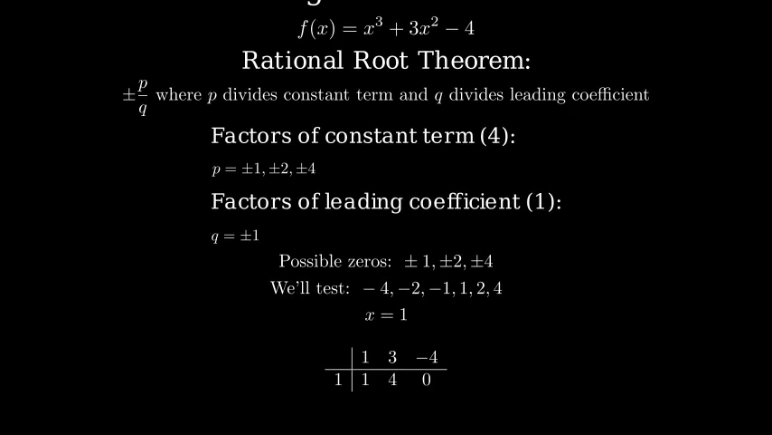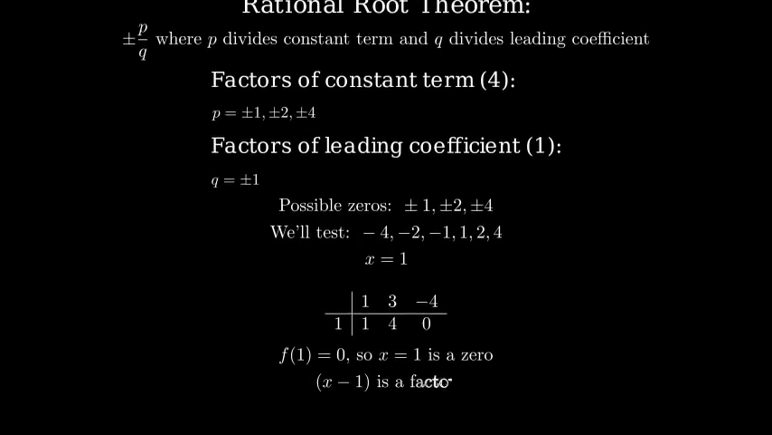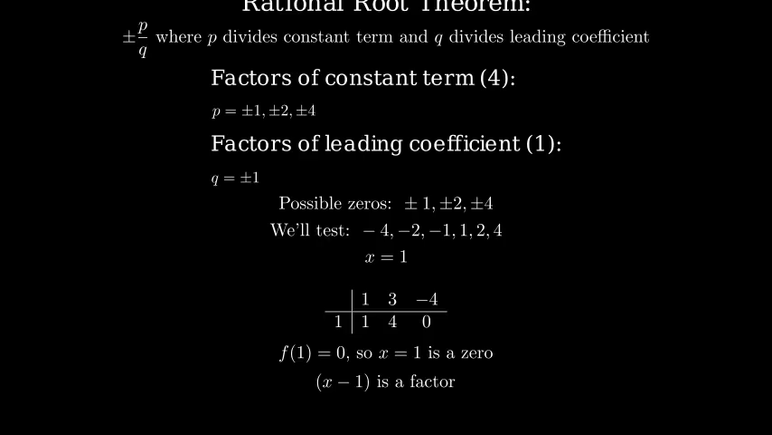Remember, in synthetic division, we bring down the first coefficient, multiply by our test value, and add to the next coefficient. When we get a remainder of 0, we've found a zero of the polynomial. x equals 1 is indeed a zero. This means x minus 1 is a factor of our polynomial.